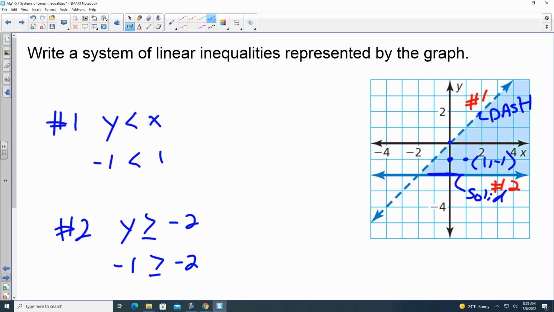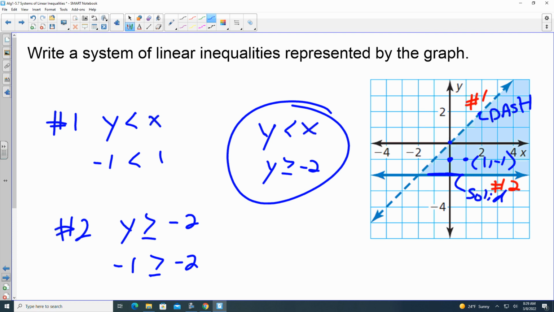So my system is going to be y is less than x, and y is greater than or equal to negative 2. So that comes from this portion of the inequality, this comes from this portion of the inequality, and I was able to figure it out from the final shading that holds true for both inequalities.